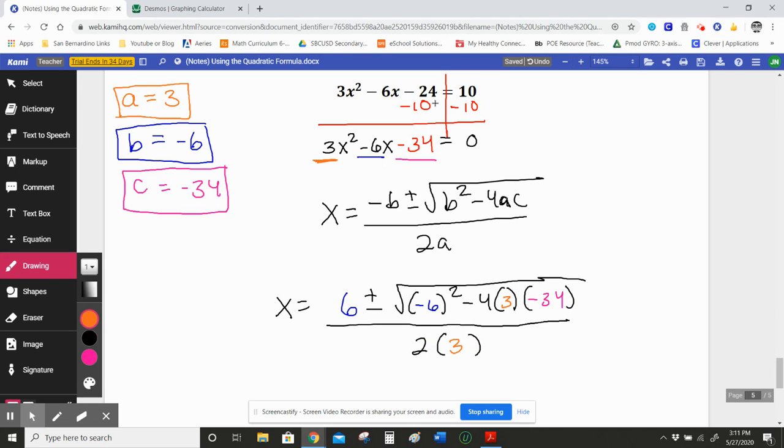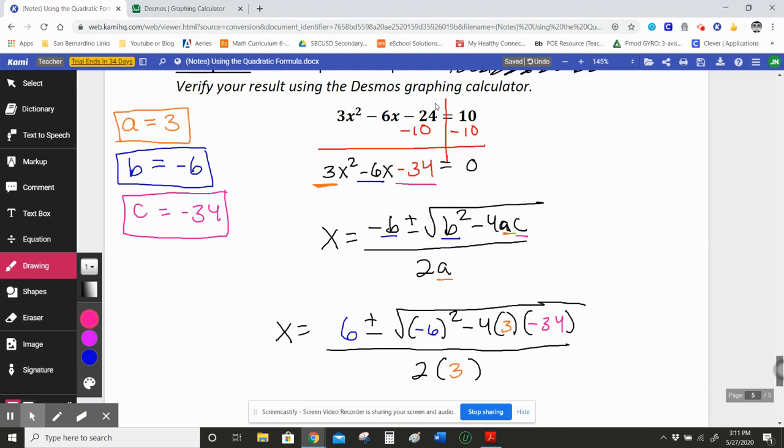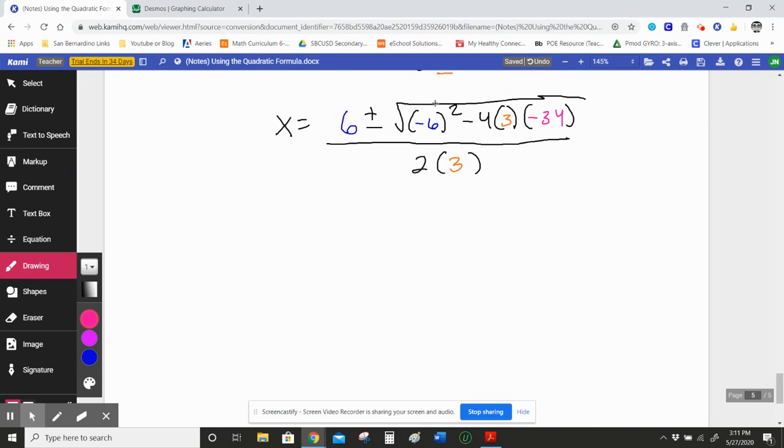Okay, so make sure everything is plugged in correctly in the right spot. So a goes there and there. The b, which I colored blue, goes there and there. And then c goes only in one spot, which was at the very end, multiplied with the -4 and the a. Okay, if you plug everything in, all we have to do is simplify it and we're done. So let's simplify. So x is going to be equal to 6 plus or minus the square root of -6 squared will give you 36.